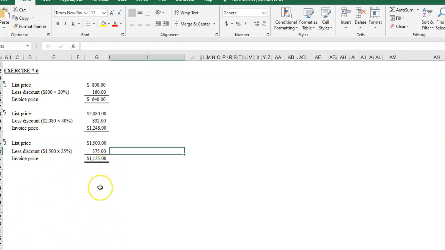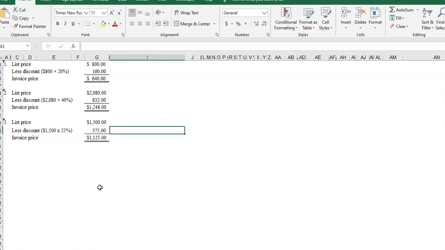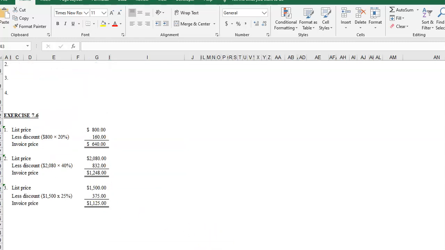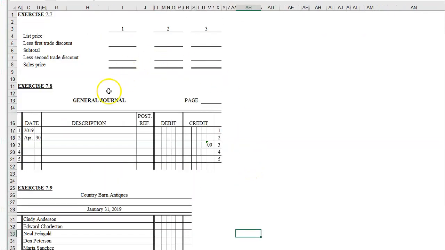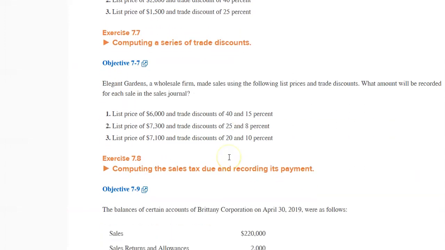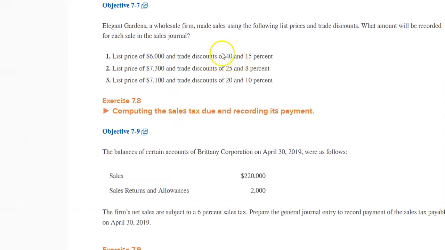All right, let's move on to 7.7. Actually, it's not the last one, it's the last one computing this particular problem. We're going to do the same thing here. List price for 7.7, in this situation, it's 6,000, less the first trade discount. Let's look at what the first trade discount is: 40% and then 15% on the remainder.